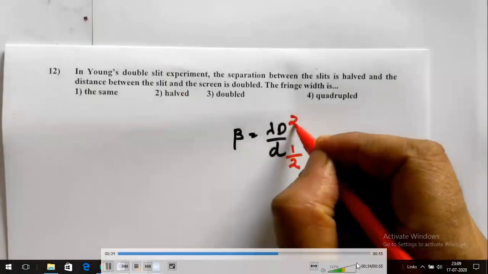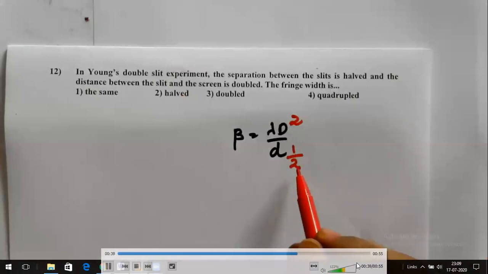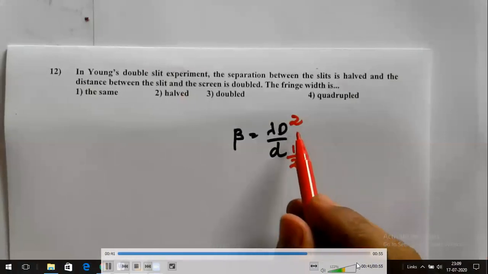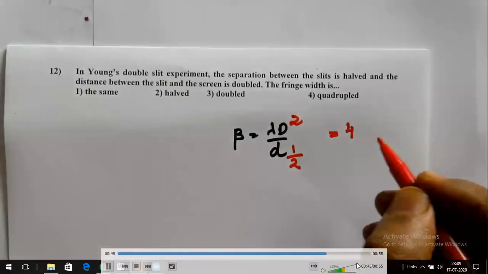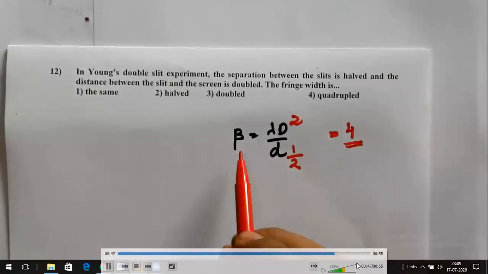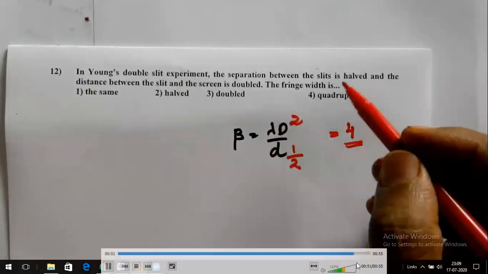So this is double. So in the new formula for beta, you will have a half here and you will have a 2 here extra. So totally, these 2 will come to the numerator. You will have 4 more. So the new value of fringe width will be 4 times the old fringe width. So answer is quadruple.